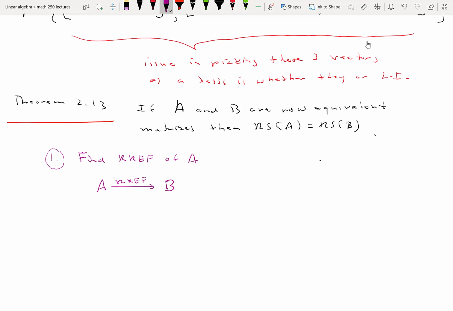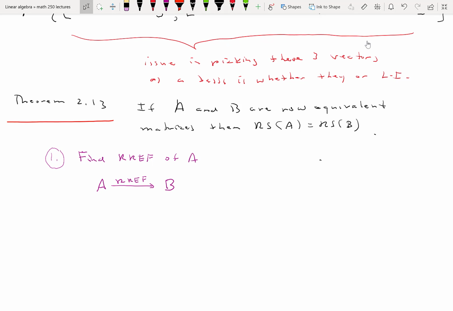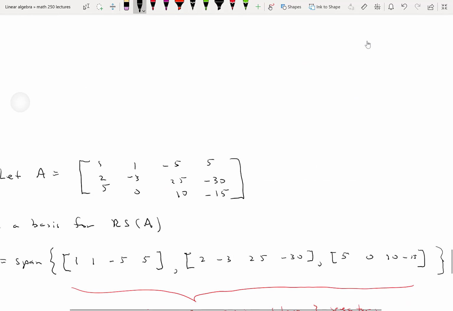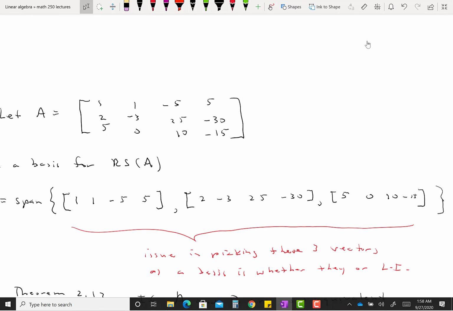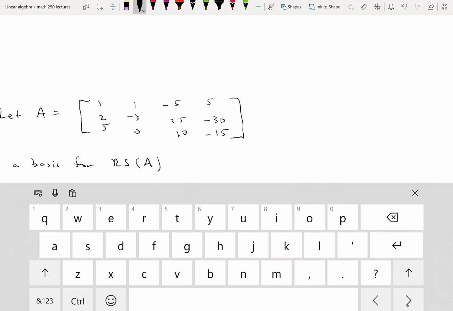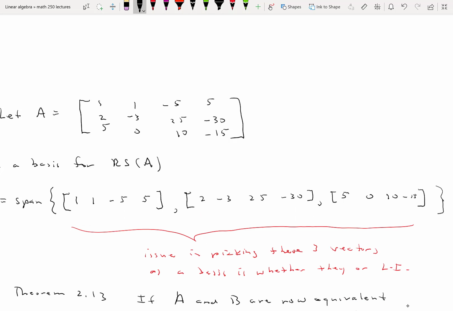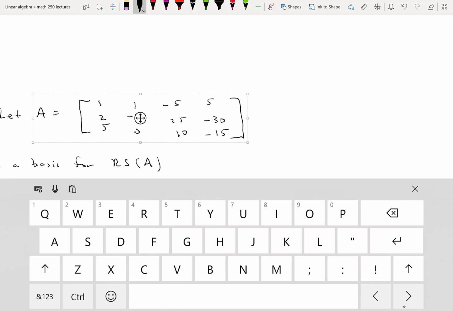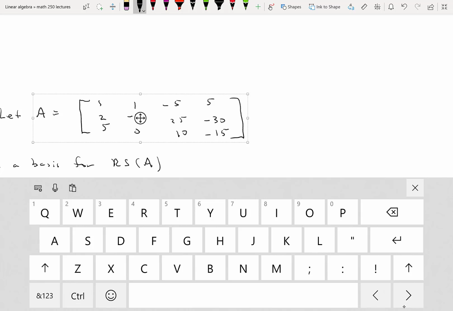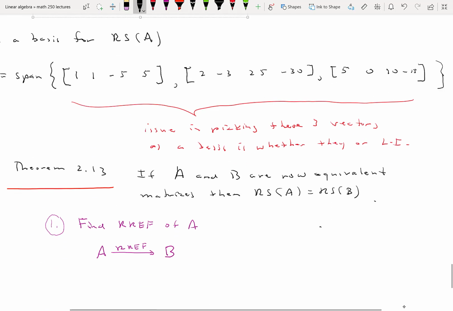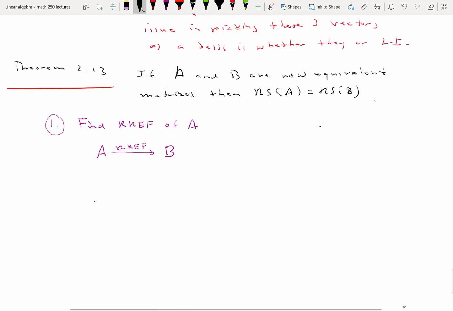Okay, so let's do it. So we have A, the same initial matrix. I'm tired of writing it. I'm going to take a chance that I can actually use this Surface Pro. Getting a little better at it. I'm just nervous.